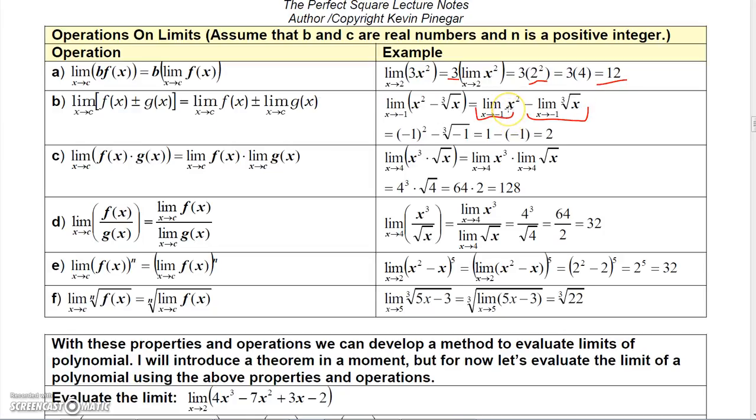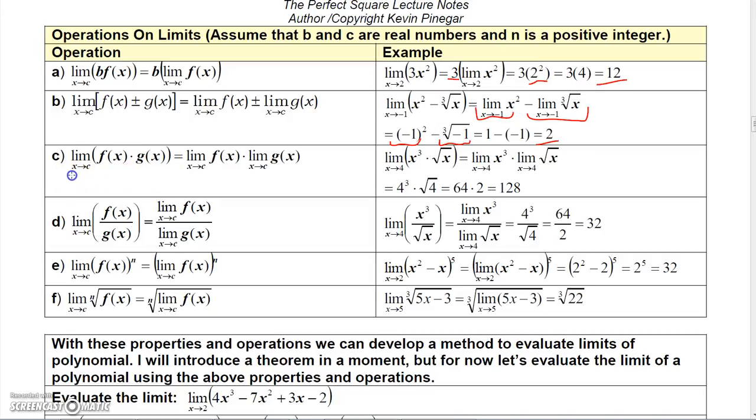Okay, now we know the limit of x squared as x approaches -1 is just -1 squared. And we know the limit of the cube root of x as x approaches -1 is just the cube root of -1. And so now -1 squared is 1, and then we have minus, and the cube root of -1 is -1, so we have 1 minus -1, which is actually 1 plus 1, which is 2.